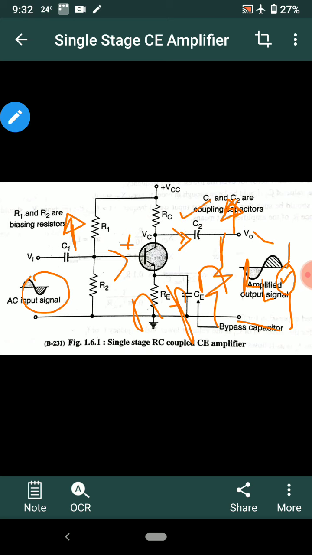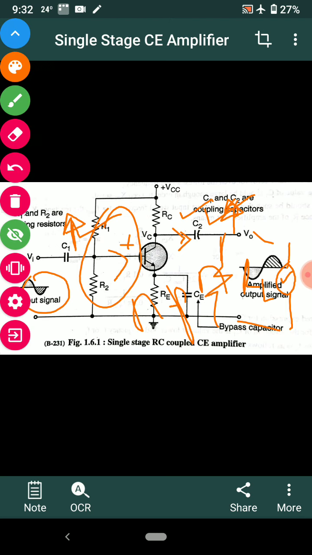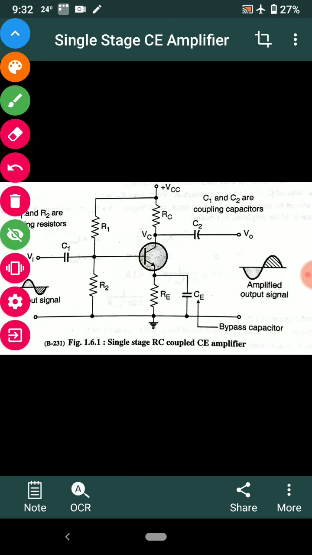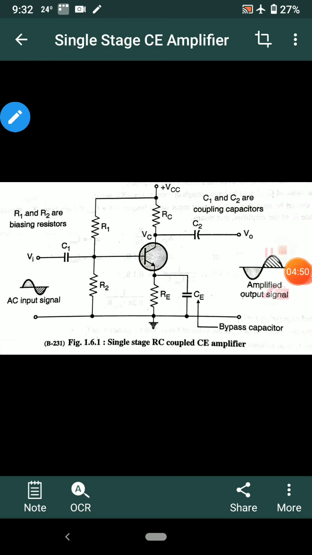RC is used for controlling the collector current, and R1 and R2 are the biasing resistors. C1 and C2 are the coupling capacitors. The emitter terminal is connected to ground. In this way, the single stage CE amplifier will work. Thank you.